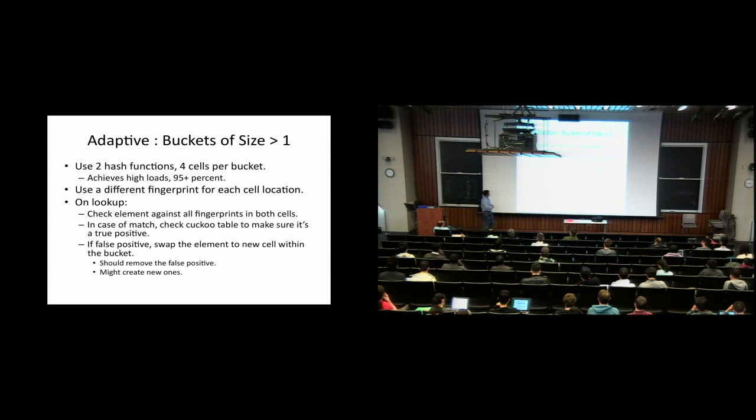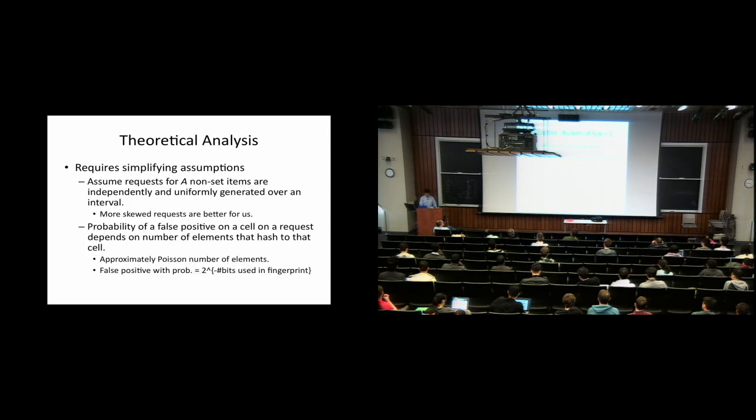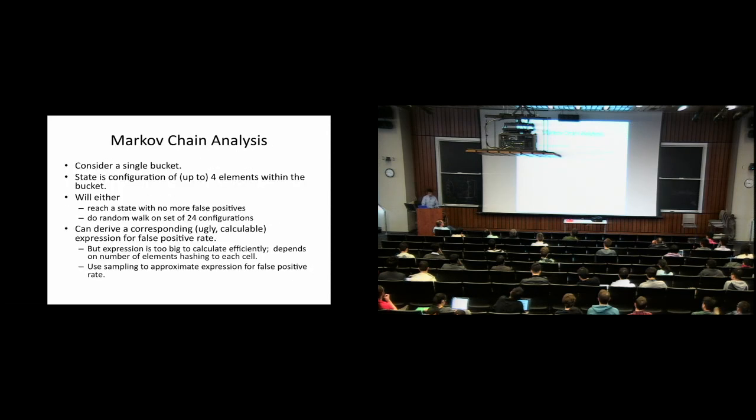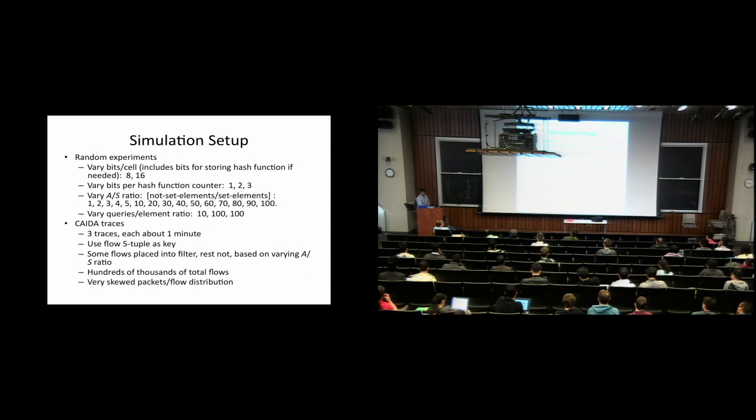So if it turns out that I get a false positive, what I can do is put this in a different location within the bucket. I'll swap it with something else within the bucket. That will change their fingerprints, and hopefully that will get rid of the false positive. Again, we can analyze these sorts of things.